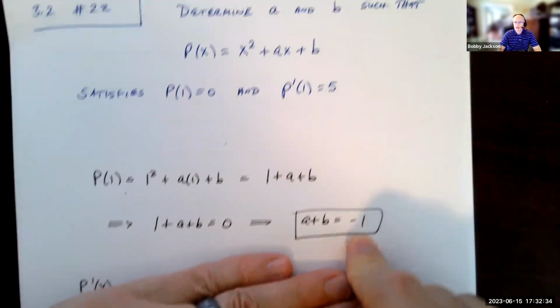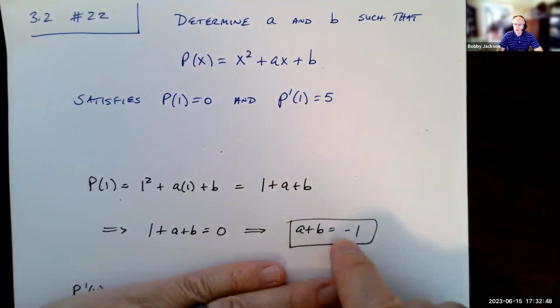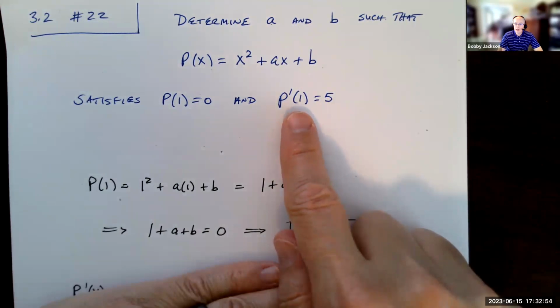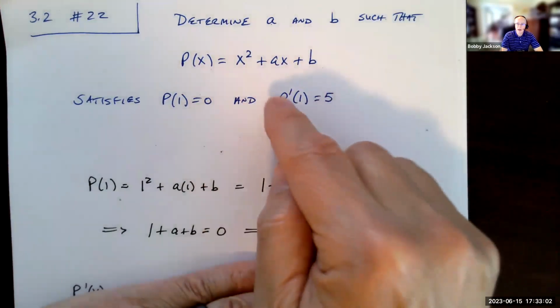Now, with just that, there are infinitely many numbers A and B that add to -1, right? I can do -10 and 9. I can do 8 and -9, and so on. Lots of possible combinations that add up to -1. Well, the other condition is the derivative, P prime of 1, the derivative evaluated at 1, must be 5. So can we find the derivative of this function? Remember, A and B are constants, treat them like numbers.